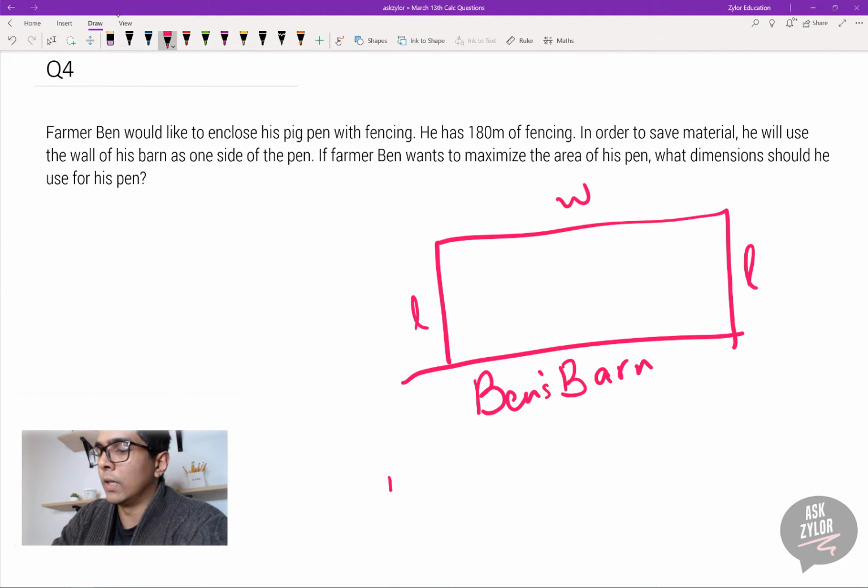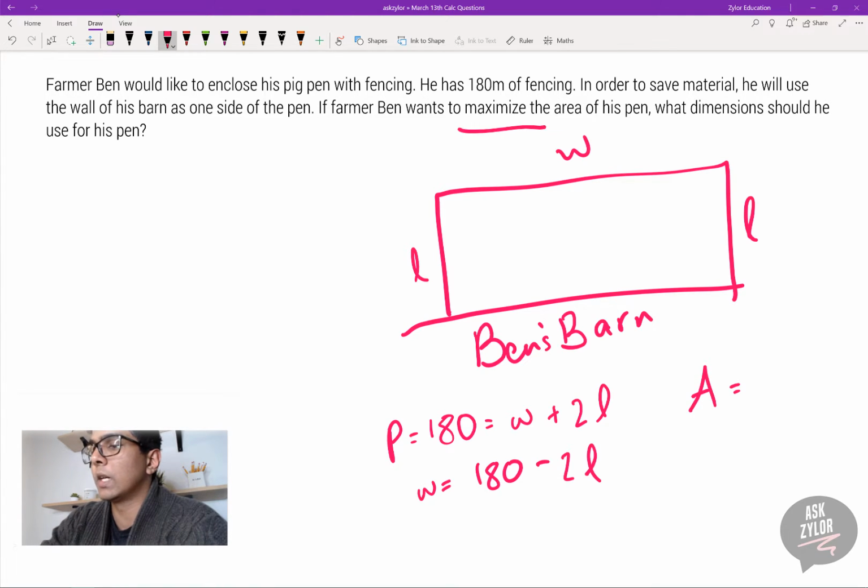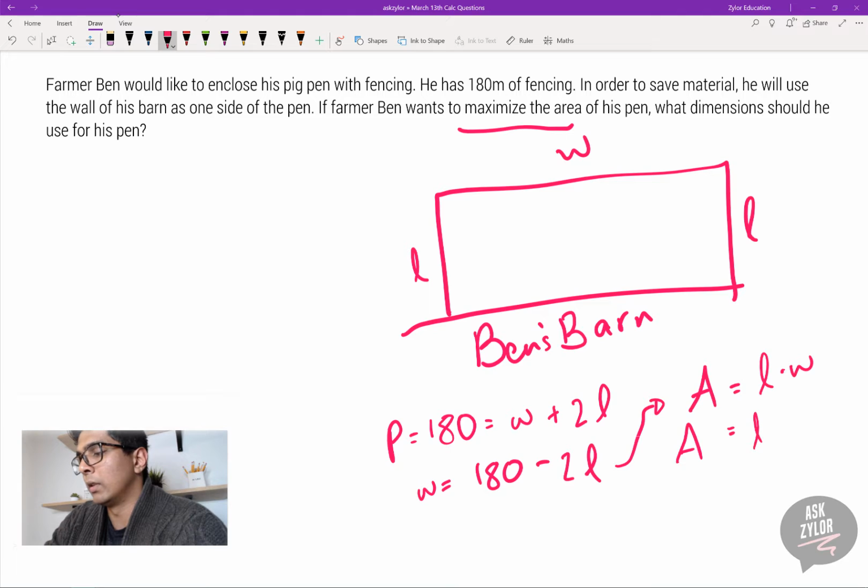So they've told me that my perimeter is going to be 180 meters. And then for the sides I have one width and two lengths. So I'm going to simplify this to width is equal to 180 minus 2L so that I can plug it into my area equation, because they're saying to maximize the area. So my area equation is simply length times width, but I have two unknown variables, so I'm going to simplify that by plugging in what my W is equal to. So my area is equal to length times 180 minus 2L.